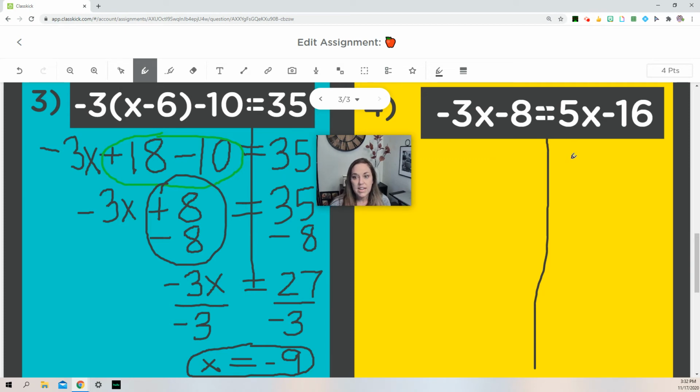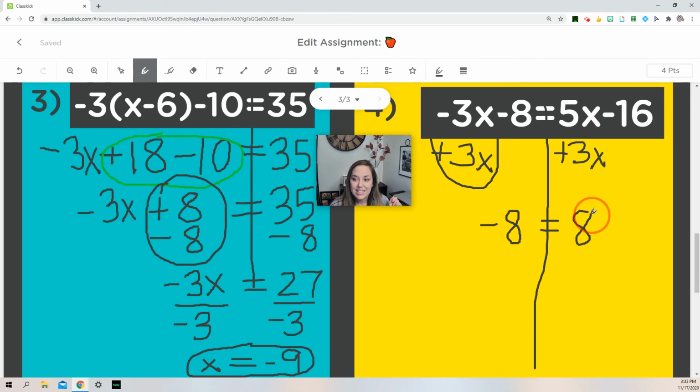I have 5x's over here, and I have -3x over here. So -3x is the smaller amount of x's, and the opposite of -3x is a positive 3x. So I'm going to add 3x to both sides. And the reason I do that is because I'm creating a 0 pair, and that will leave me with -8 equals 5x plus 3x, which is 8x. And don't forget to bring down the -16.